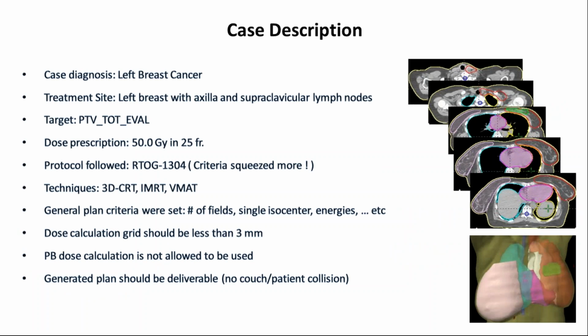Now the case description, as most of you know, was a left breast case, and the PTV prescribed dose was 50 gray in 25 fractions. We were trying to follow RTOG criteria. That's a little bit squeezed, and we allowed 3D CRT, IMRT, and VMAT.